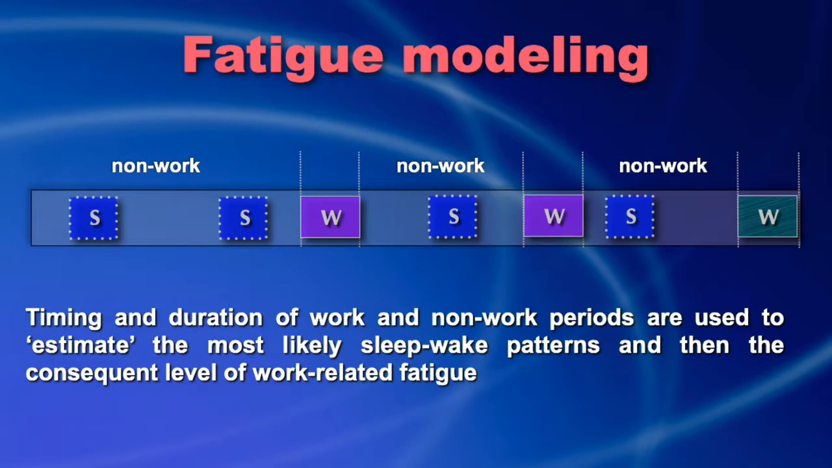If you look on the graph, you will see that we've divided time into alternating periods of work and non-work periods. Within the non-work periods, the fatigue modelling software will estimate the likely timing and duration of the sleep periods, and then on the basis of that information, the likely trajectory or course of fatigue across the work period. So you'll see in this particular graph, the purple work periods are preceded by a relatively close sleep period, a significant period of time off, and then another sleep period.